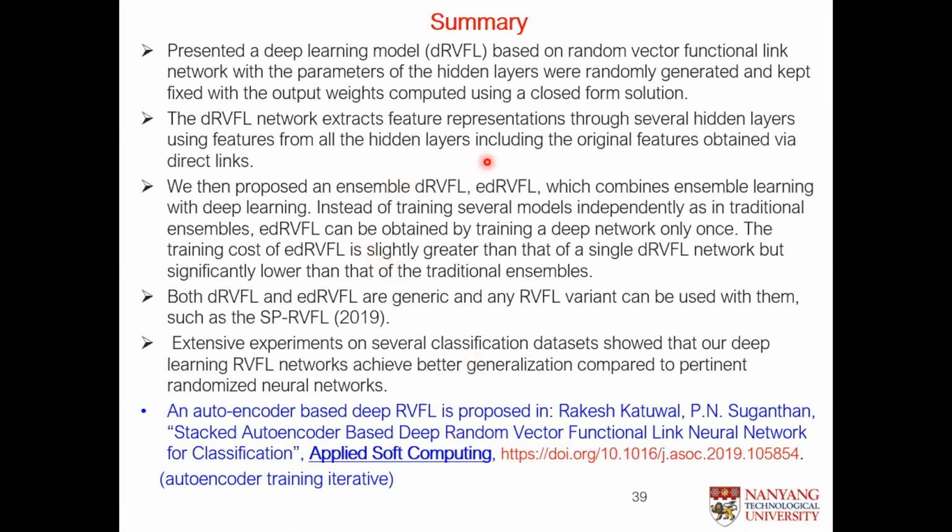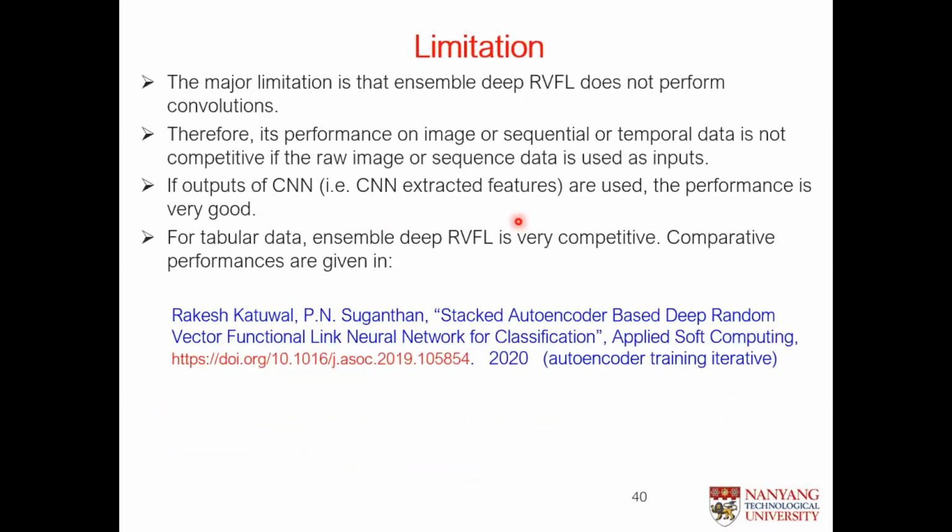And EDRVFL, the performance is very competitive. It can now beat these deep neural networks also. So very competitive performance nowadays with fast training as well. So what are the limitations? The limitations of these randomized neural networks is that in most of these, we didn't include CNN.